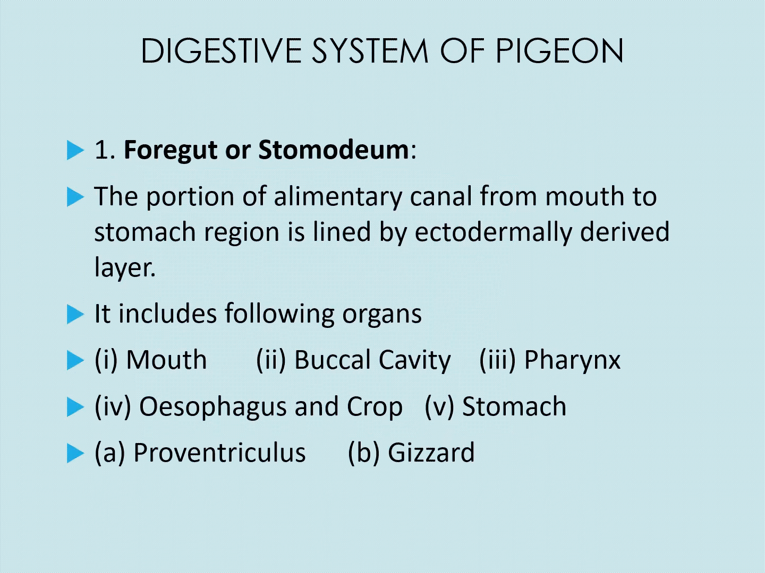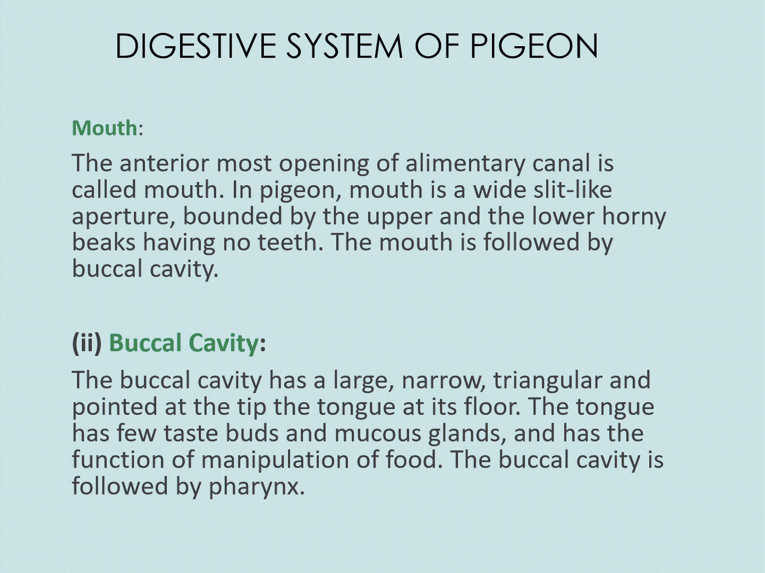Let's discuss the foregut portion of the digestive system. The portion of the alimentary canal from the mouth to the stomach is lined by ectodermally derived layer. It includes the following organs: the mouth, buccal cavity, pharynx, esophagus and crop, stomach, proventriculus and gizzard.